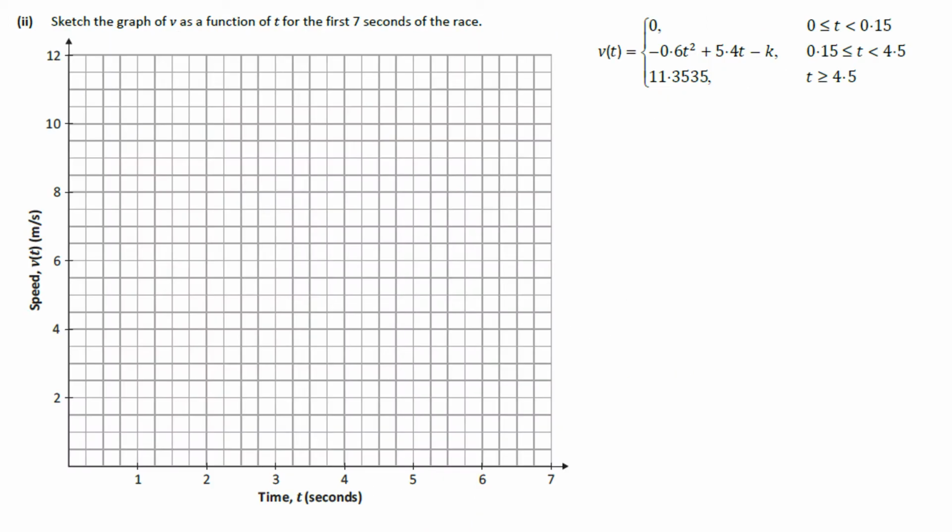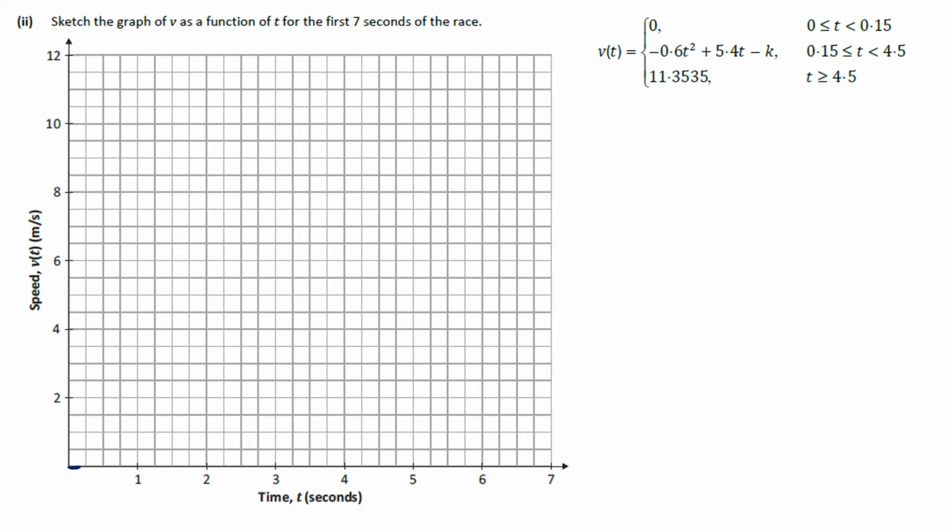So part 2 asks us to sketch the graph of v as a function of t for the first 7 seconds of the race. So the first section is really easy. So 0.15, if you want to think about that in terms of where we're going on the graph. So it's a little bit less than a quarter. So we're kind of just going to about there. And then we're going to start into our negative quadratic curve.